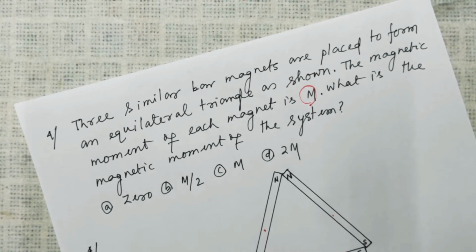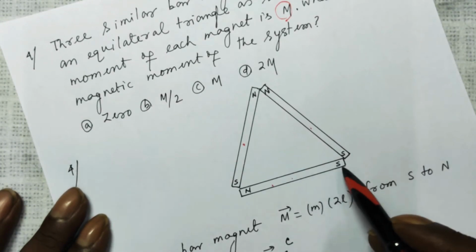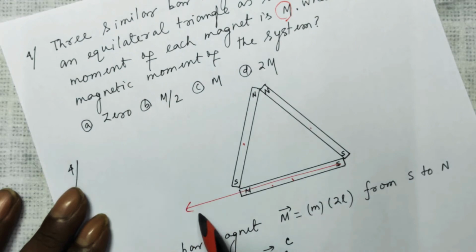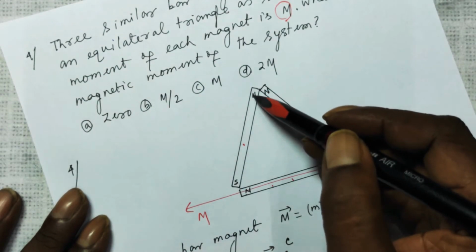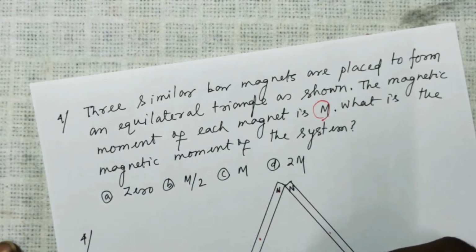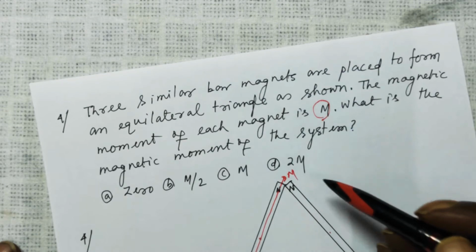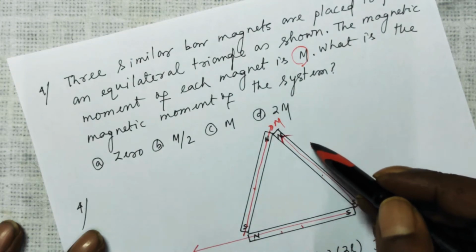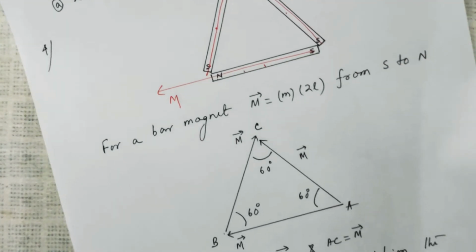So it is given for this magnet, this is south, this is north. So its magnetic moment is to this side. And for this one, this is south, this is north. That is given. So its magnetic moment is to this side. And for the third one, this is south, this is north. So its magnetic moment is to this side, right? So that is what I have redrawn in another diagram here.